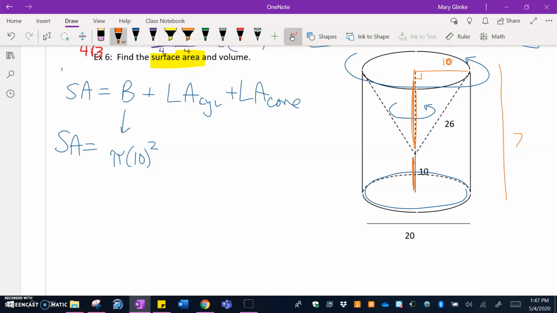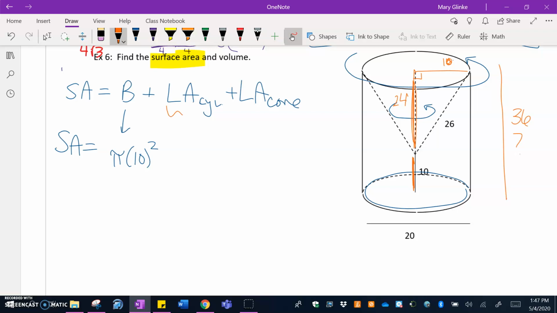And so we can use the Pythagorean theorem. 10 squared plus our height squared equals 26 squared. And we can find our height to be 24. Which means that the height of the entire cylinder is going to be 36.